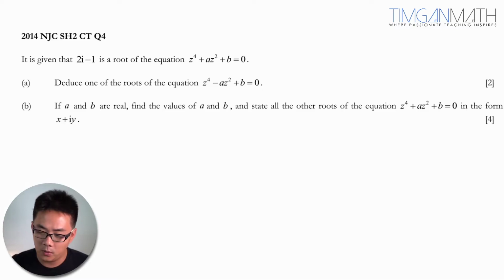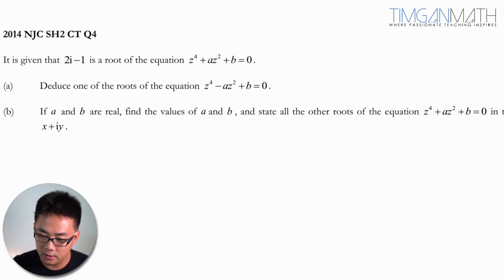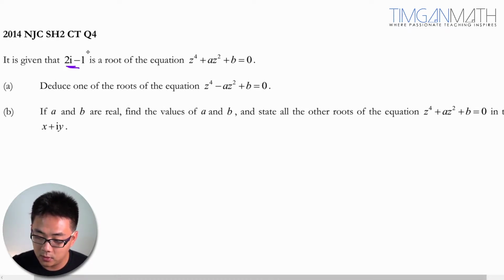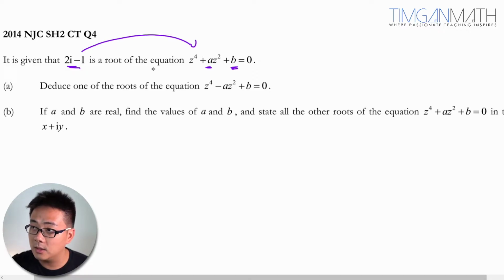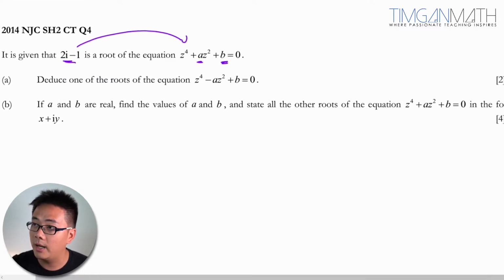Now you're given that 2i minus 1 is a root of this equation. So in other words, this 2i minus 1 satisfies this equation. At a glance, I know that I could solve for a and b. That's the fastest way, because for every one complex equation, you could solve for two real unknowns. I think a and b are real, are they? But actually, yeah, a and b are real.